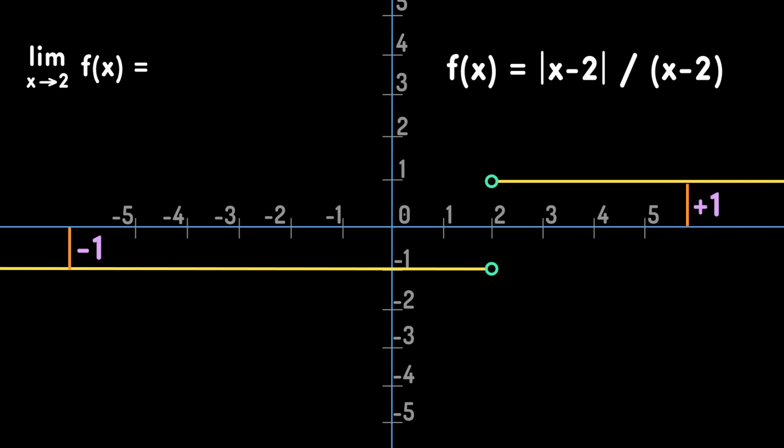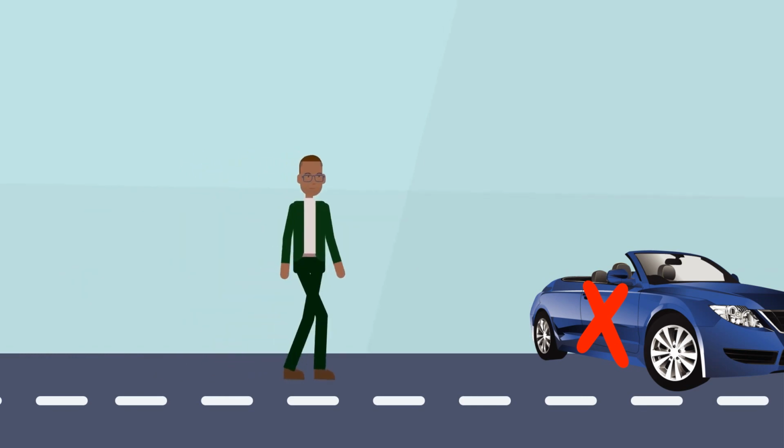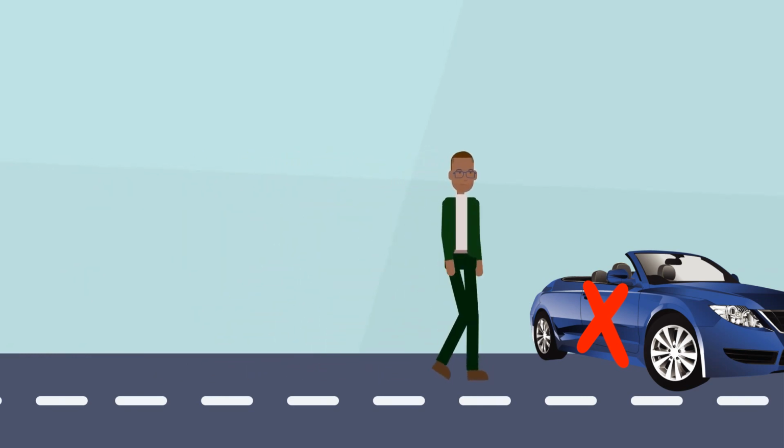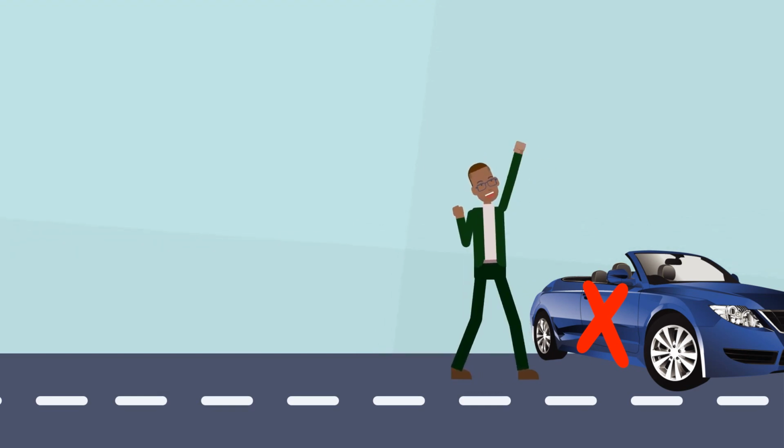In situations like this, the answer would be that the limit does not exist because the limit from the right does not equal the limit from the left. This is a requirement for the limit of a function to exist. So I know that limits can be a bit tricky, but all you have to remember is that the limit from the left side of a function must equal the limit from the right side of a function. And if that is true, then the limit will exist.